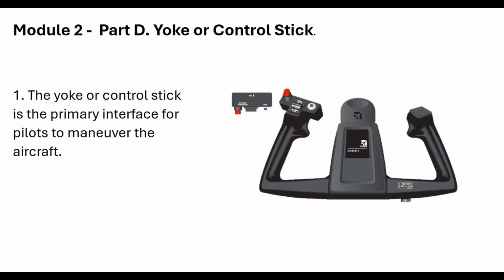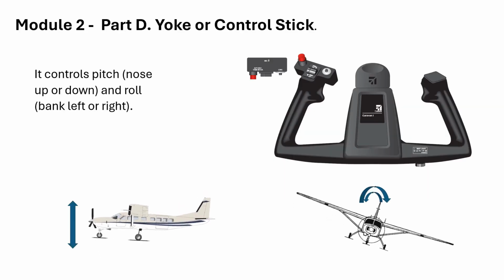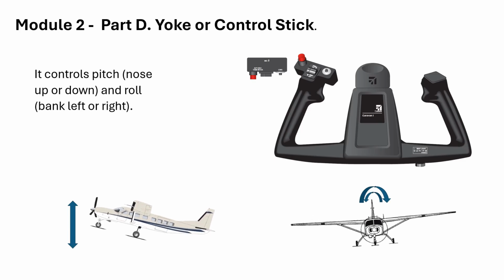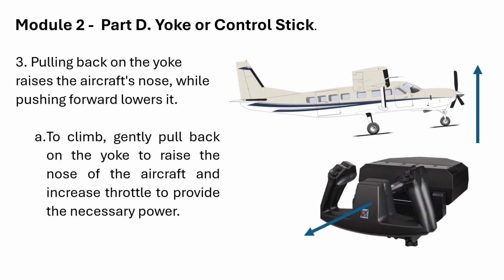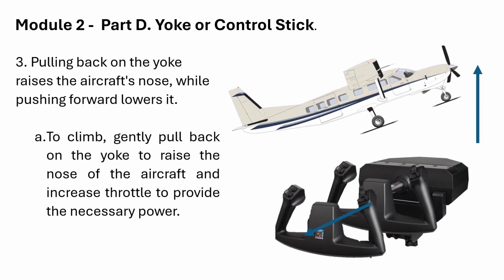Part D. Yoke or control stick. 1. The yoke or control stick is the primary interface for pilots to maneuver the aircraft. 2. It controls pitch, nose up or down, and roll, bank left or right. 3. Pulling back on the yoke raises the aircraft's nose, while pushing forward lowers it.